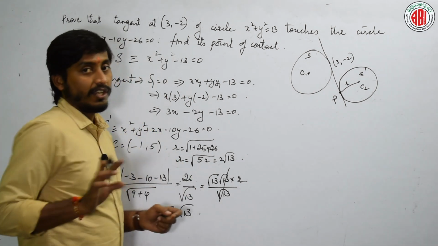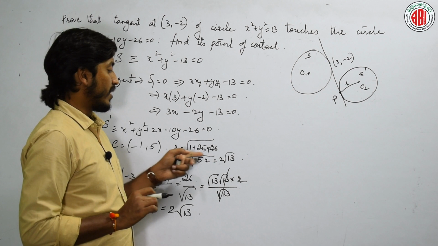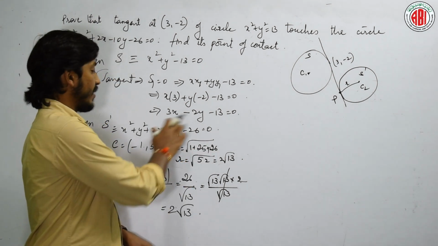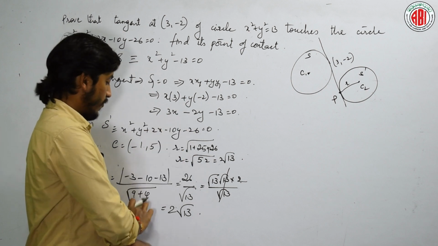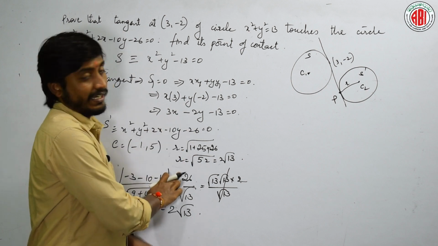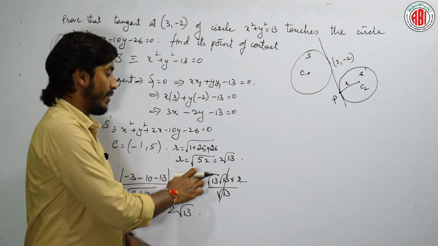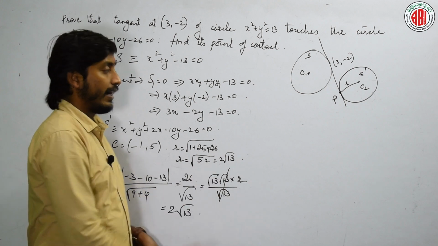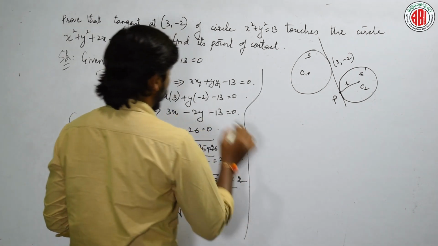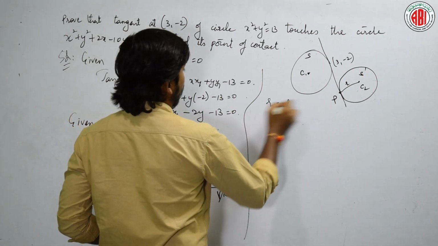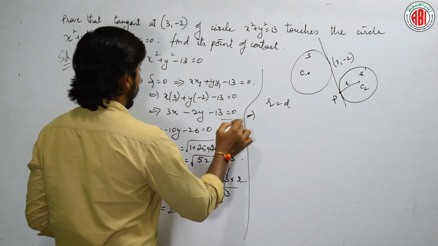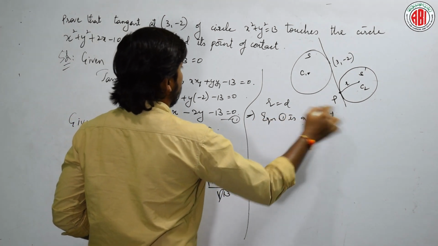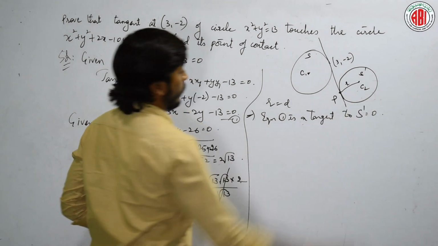So, once again check here, C is given, R is 1 plus 25 plus 26, which is 52, that is 2 root 13. Perpendicular distance is just substitute the point here divided by 9 plus 4, that is 13, and here it is mod minus 26 is 26. 26 can be written as 13 into 2, 13 can be written as root 13 root 13. These both will get cancelled, I will get it as 2 root 13. So, I can write R is equal to D, therefore, equation 1 is a tangent to S dash equal to 0.